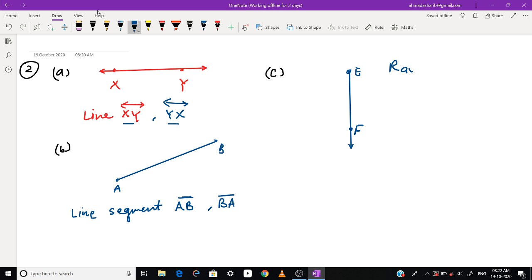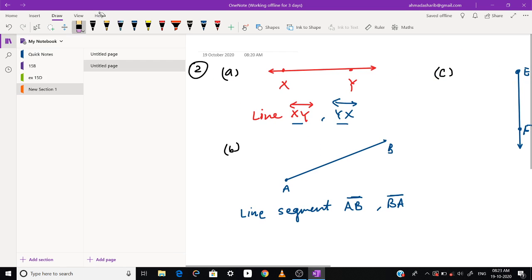How to identify a ray? A ray has an arrow sign only on one of its ends. So this is a ray and we can write it EF. Okay, EF, and make a sign of arrow above EF, but don't write it FE. If you write FE, it will be wrong. It is written only as EF. Okay, and the rest of the parts D, E and F you will do on your own in your copy.